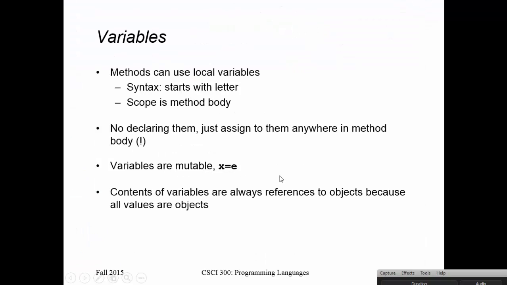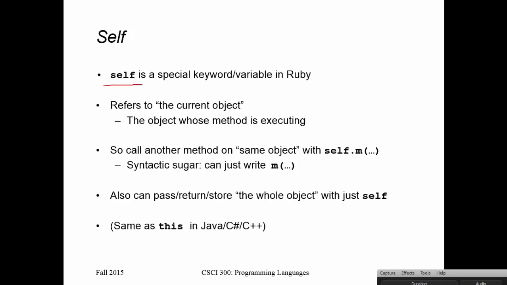Also variables are mutable, and here be careful, because if we do this assignment, it is called an alias. If E is an object of class A, and we make this assignment, X equal to E, that means they both point to the same object. So later if you change anything for E, you change the same thing for X. And also self is a special keyword, very similar to this in C++ and Java.